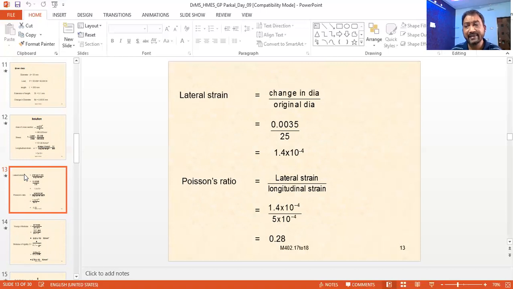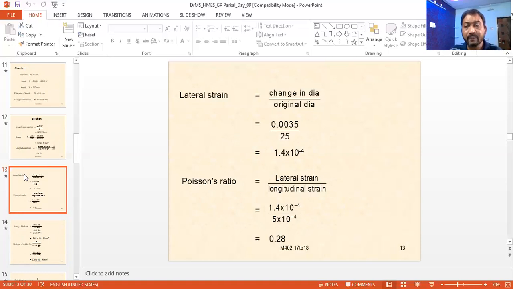So here, because it is a circular rod, when the force is applied along the length, the diameter will become the lateral dimension. Lateral strain is nothing but the change in lateral dimension by original lateral dimension. Here it is the change in diameter by original diameter. So that is equal to 0.0035 by 25. It comes to be 1.4 into 10 power minus 4.